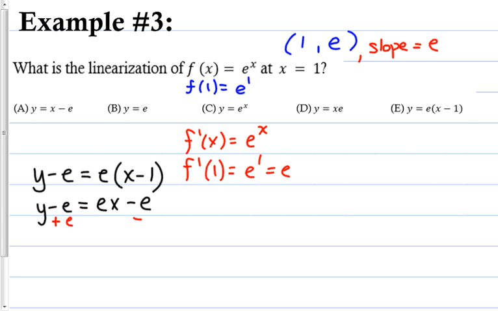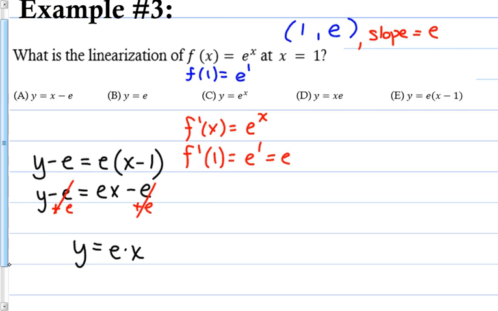Add e to both sides to get rid of this one. Oh, but look at that. It gets rid of that one too. So I get y equals e times x. If I look at my multiple choice answers, they wrote it as x times e. But it's all good. All right. Example 4.